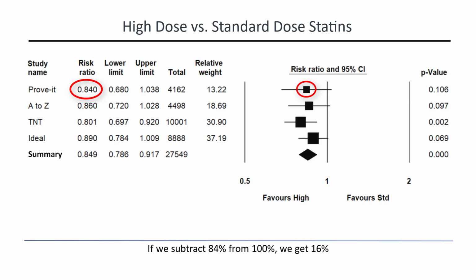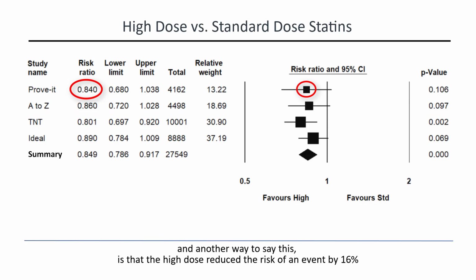If we subtract 84% from 100%, we get 16%. And another way to say this is that the high dose reduced the risk of an event by 16%.